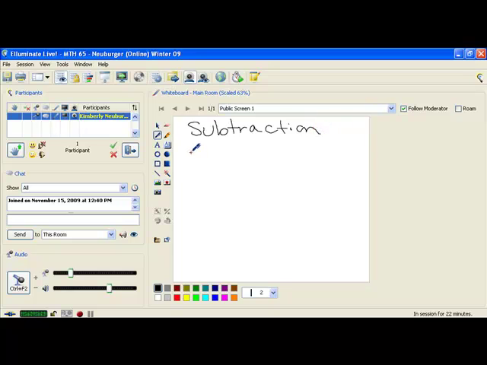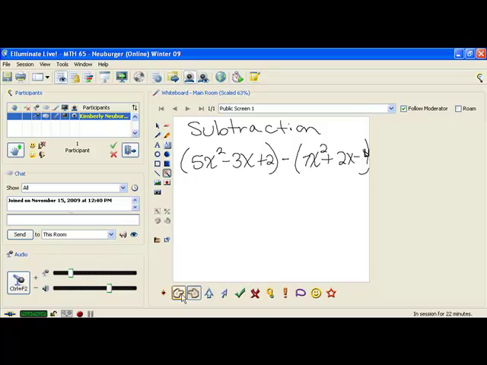Something that you might have to subtract would be, say, this polynomial of 5x squared minus 3x plus 2. And let's say you were subtracting from that 7x squared plus 2x minus 4. What we want to do is remember back to our last class.